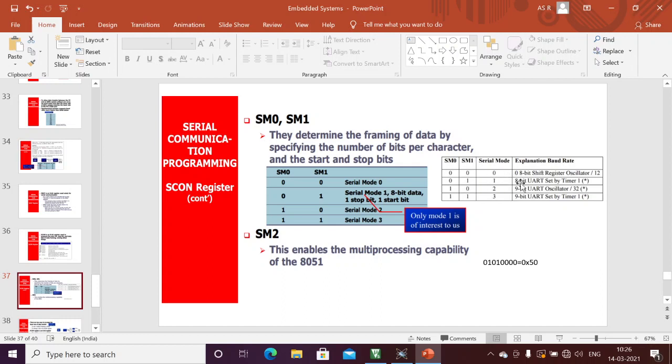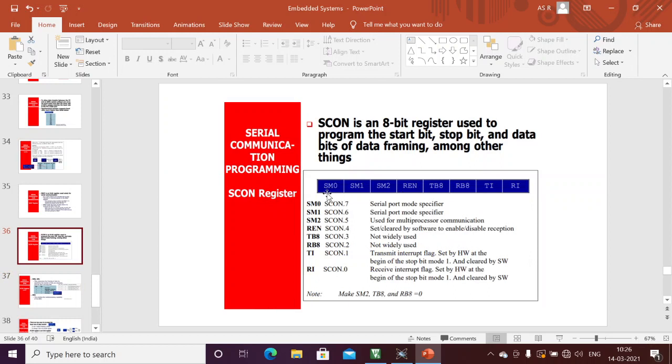Here it is always an 8-bit UART set by Timer 1. The 9-bit mode, in mode 2 and mode 3, means we are also using the parity bit. Here I am always using one start bit and one stop bit in our serial communication. That's why I'm always using this one. Always mode 1, which means 01, is what I want to use for the communication.